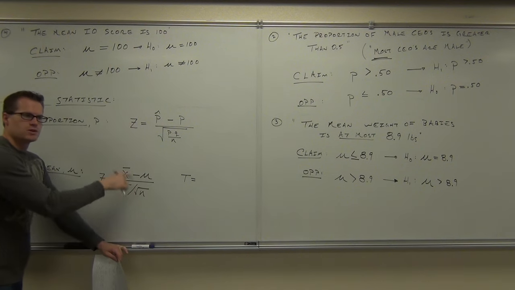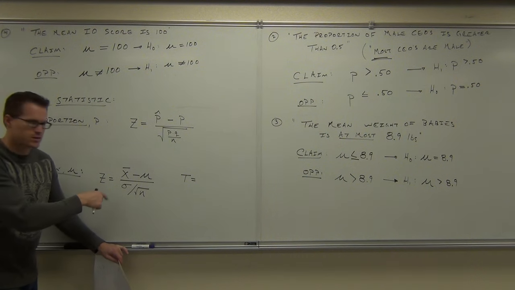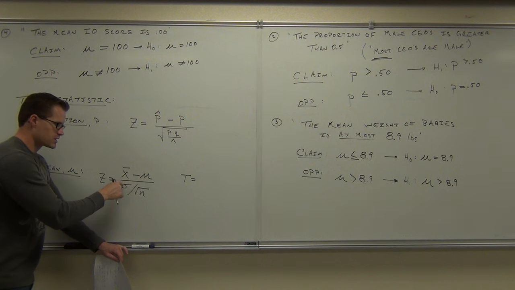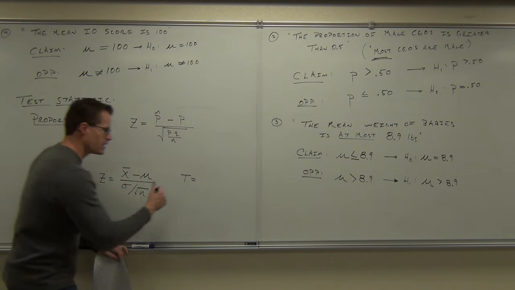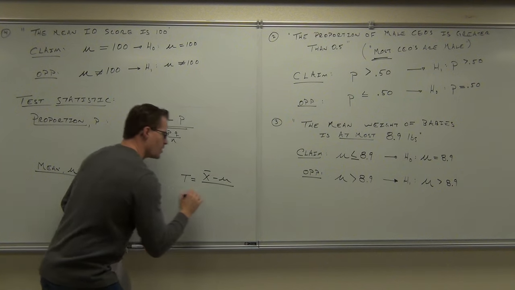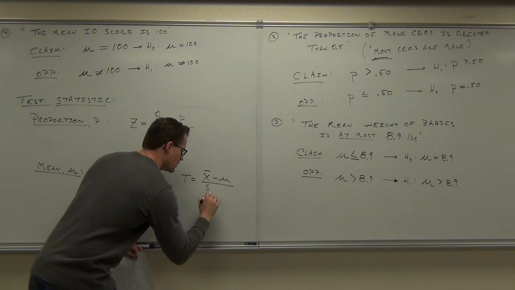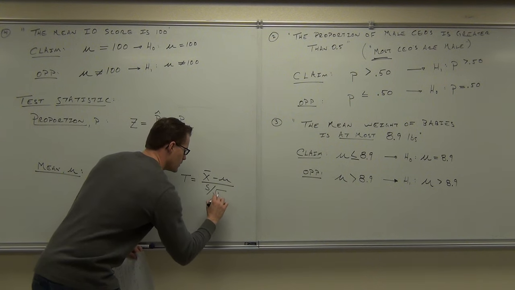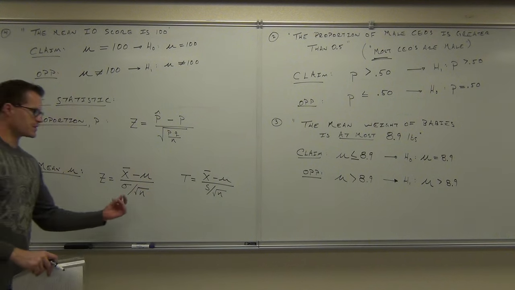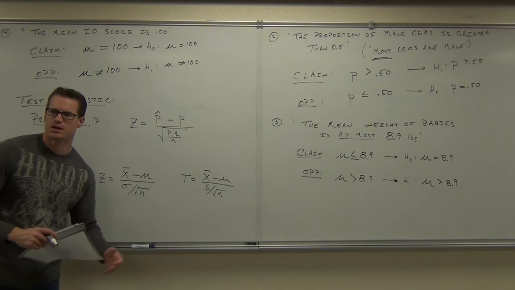Does that look familiar to you? Geez, I hope so. You should have used that on your test, right? A z-score is x bar minus mean over sigma divided by the square root of n. T is very similar, x bar minus mean over, but you don't know sigma, you only know s, over the square root of n. Remember that this happens when sigma is known, this happens when sigma is not known, that's a population standard deviation.